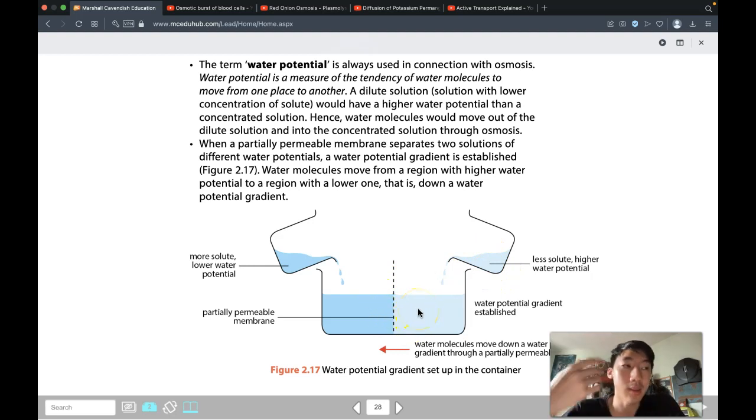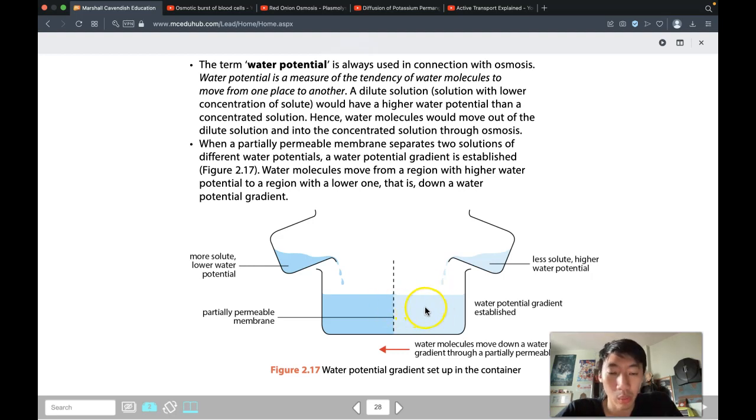Now, of course, the thing that has the highest water potential will be pure water, right? Distilled water or pure water, the same meaning. That basically has no solutes inside, so it's 100% water. That will be the liquid that is highest in water potential.